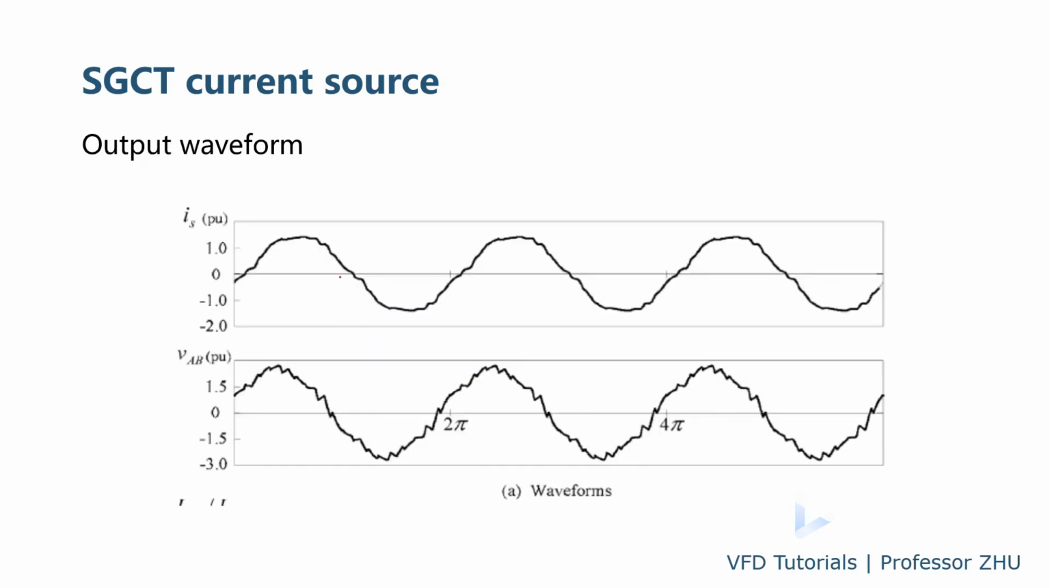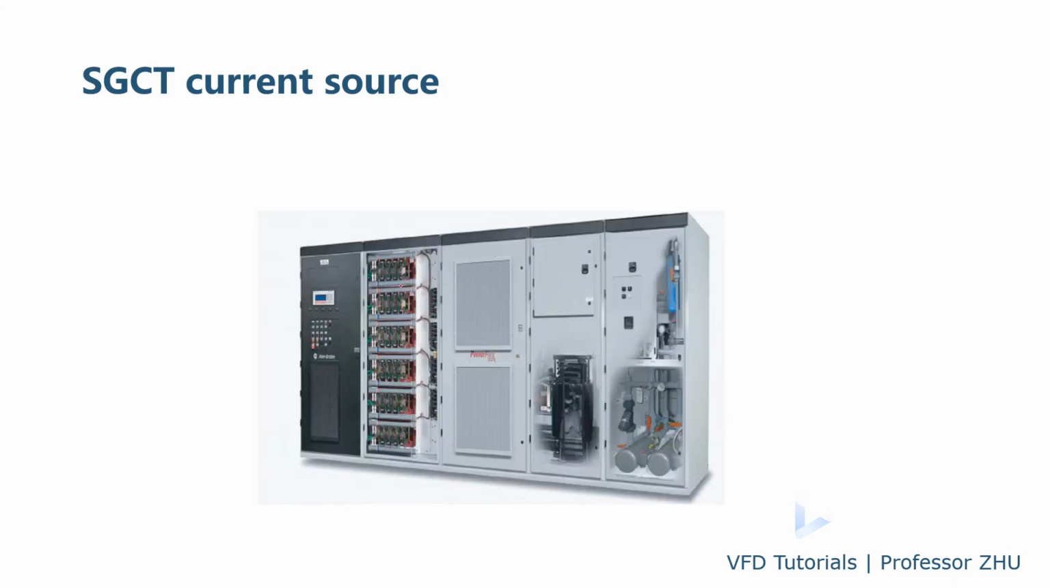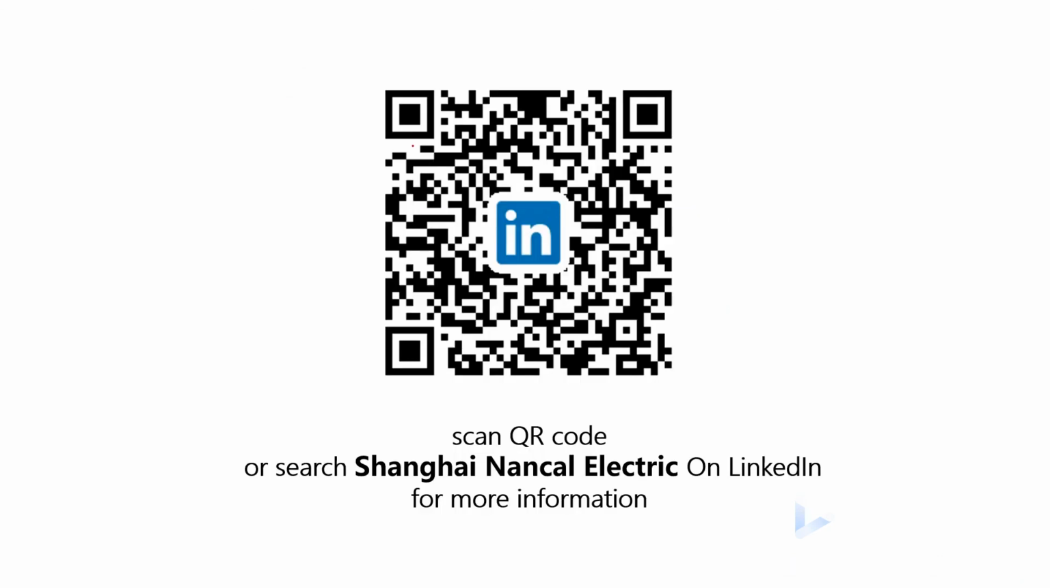So this is the current and voltage waveform of the SGCT current source inverter. And this is a typical outlook of the SGCT current source inverter. The SGCT current source inverter is manufactured by only one manufacturer, Rockwell. So this is all for today's section. Thank you.